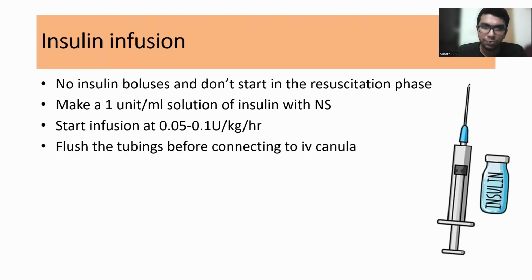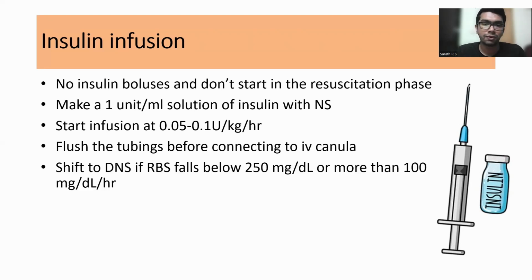Insulin has a tendency to get absorbed to the plastic tubings. So before connecting to the IV cannula, suppose you made a solution of 50 units in 50 ml. You have to flush out at least 20 ml of the insulin solution through the tubing so that all the binding sites available in the plastic tube get saturated with insulin, so that the fluid now going through the tubing has insulin. Then once the glucose falls below 250, you have to shift to dextrose normal saline.